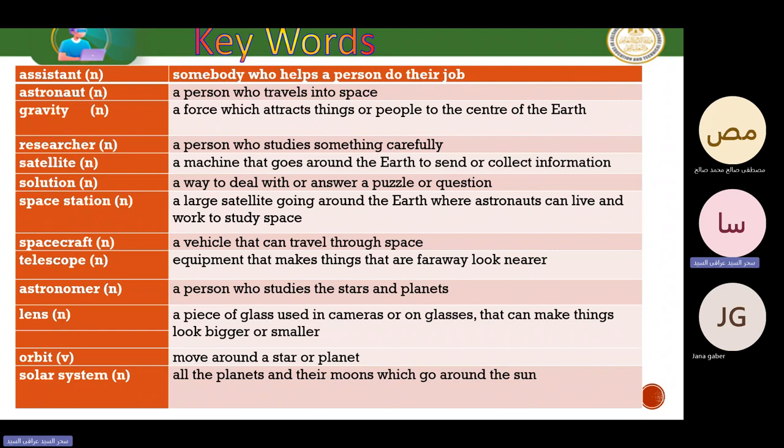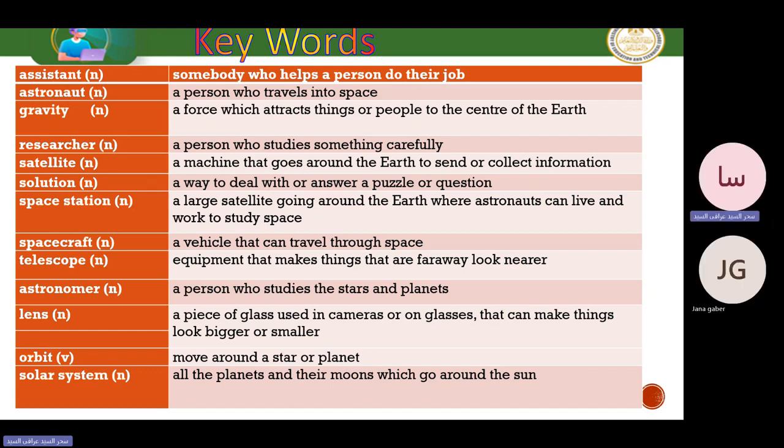Satellite, a machine that goes around the earth to send or collect information. Solution, a way to deal with or answer a quiz or a question. A space station, a large satellite going around the earth where astronauts can live and work to study space. Spacecraft, a vehicle that can travel through space. Telescope, equipment that makes things that are far away look nearer.